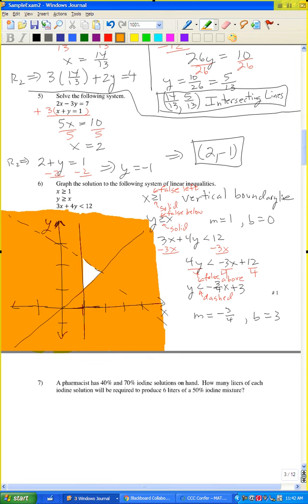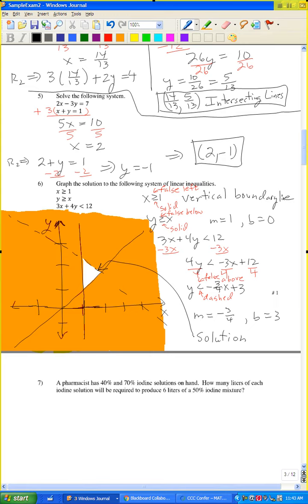And that is your answer. And so now, this is my solution. So my solution is that white triangle that hasn't been shaded. And of course, the upper part of that triangle is dashed. Any questions about that?